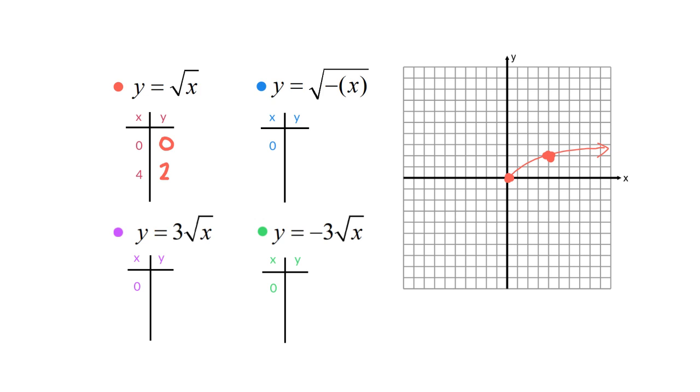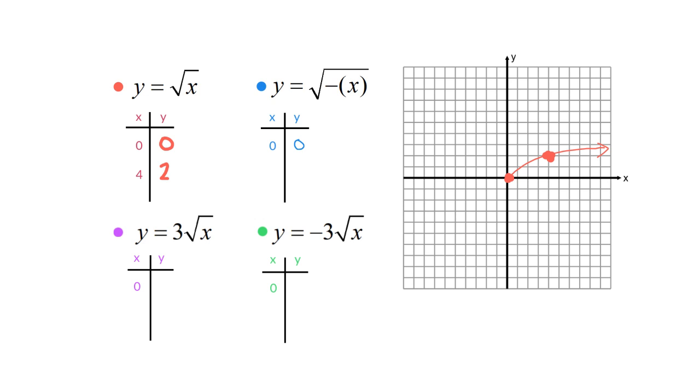Now let's see what happens when we try this blue equation right here. So y equals the square root of negative x. First of all, if we put a 0 in here, we have negative 0. Well, negative 0 is 0, and the square root of 0 is 0. So we still start at (0, 0). Now you might be thinking, I thought we couldn't have a negative under the square root. Well, that's kind of true, but let's think about this.